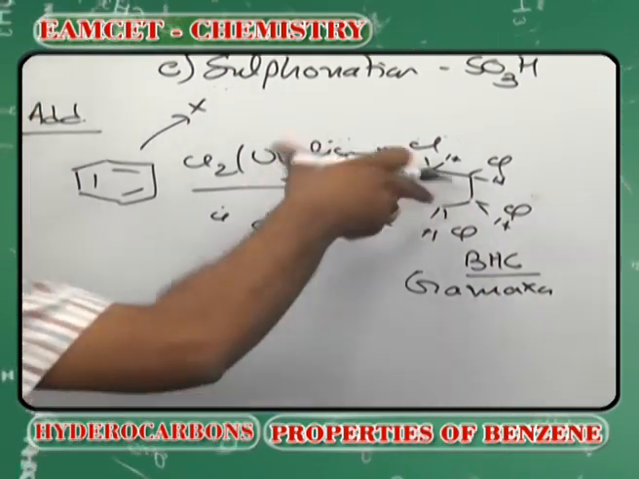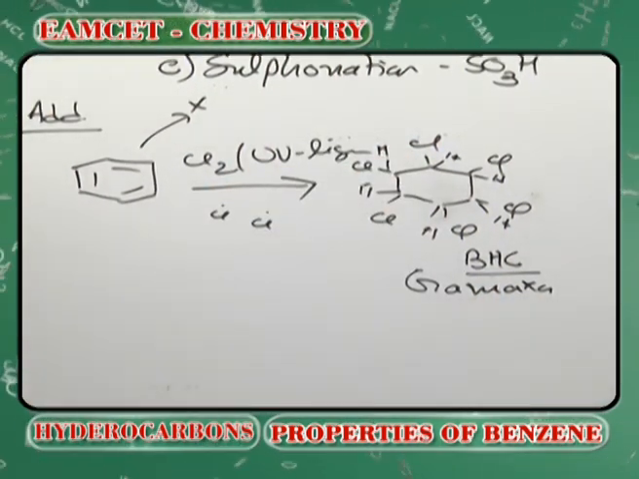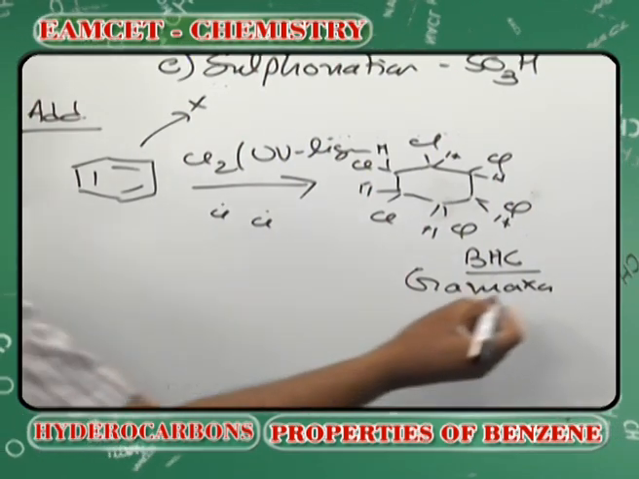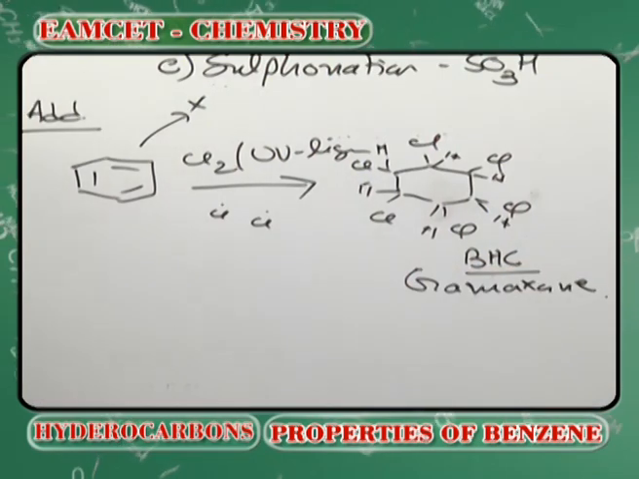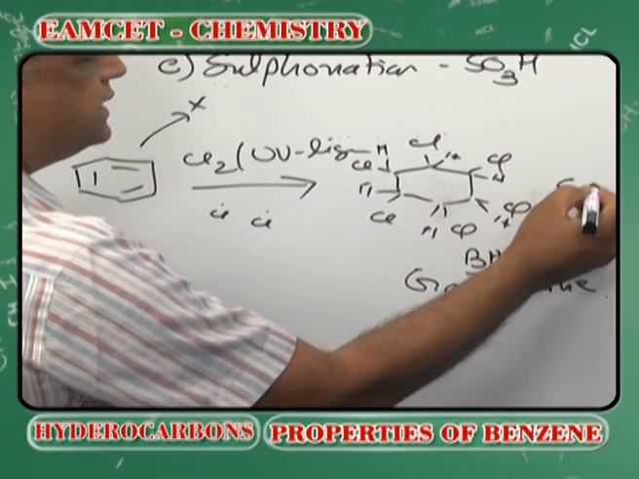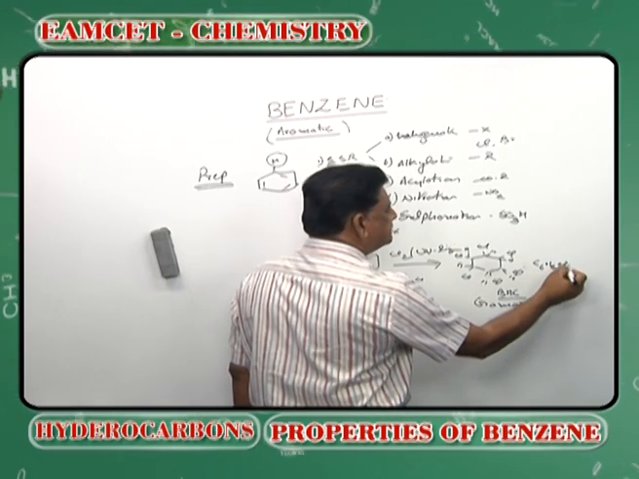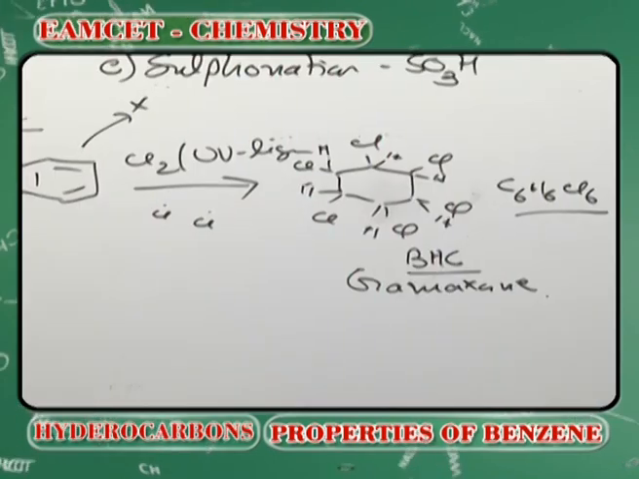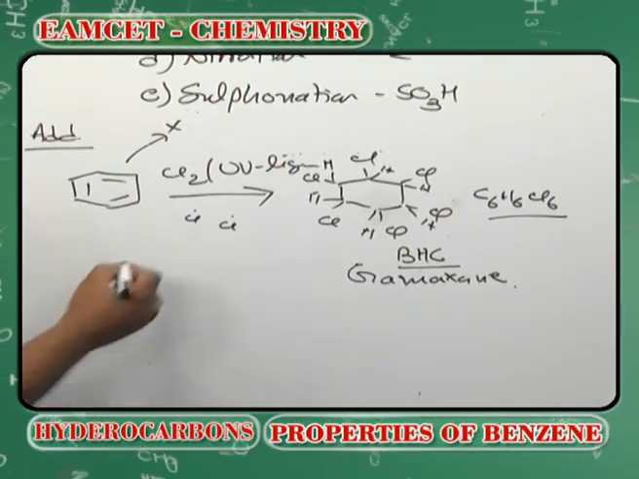It has some conformational isomers. One of the conformational isomers, the gamma isomer, is a powerful insecticide known as gammexane. Okay, lindane, gammexane, 666. Its formula is C6H6Cl6, 666, and so on. Some common names are there, but this is a halogen addition reaction.